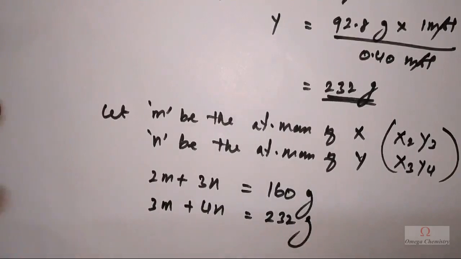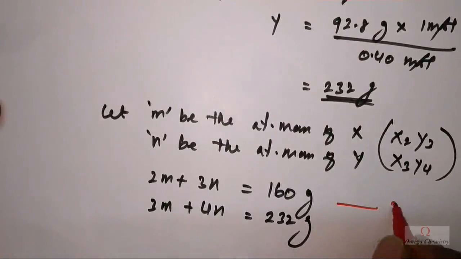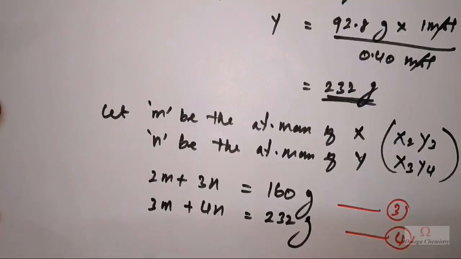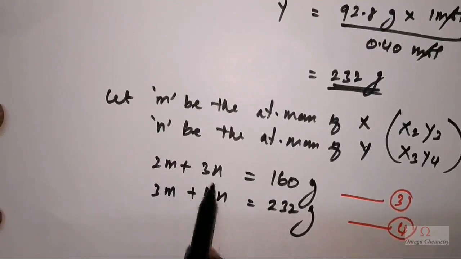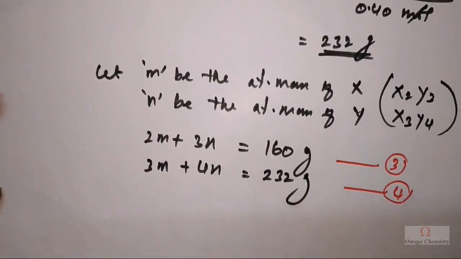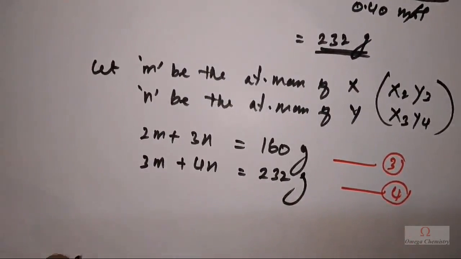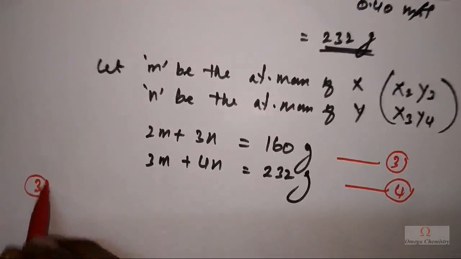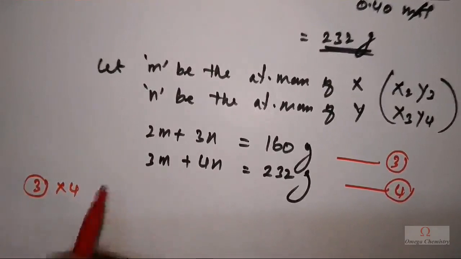Okay students, I am going to call these equations equation number 3 and equation number 4. Now I have different coefficients in the first equation and the second equation when I compare. So solving will be difficult. So we know the rules.